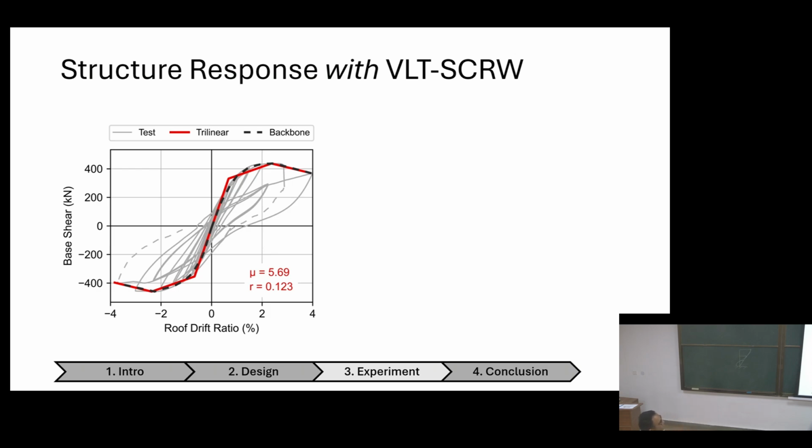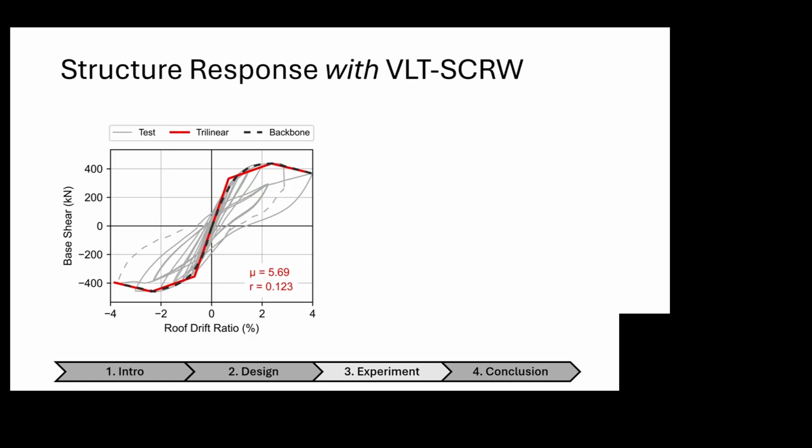And this is the structural response with the shear wall attached. Our mu we calculated as 5.69, so roughly 5.7. Our R was 0.123, so not a bad design for what we are trying to achieve. We wanted this mu to be higher, 12 or 13, but with wood, that's what we can get.